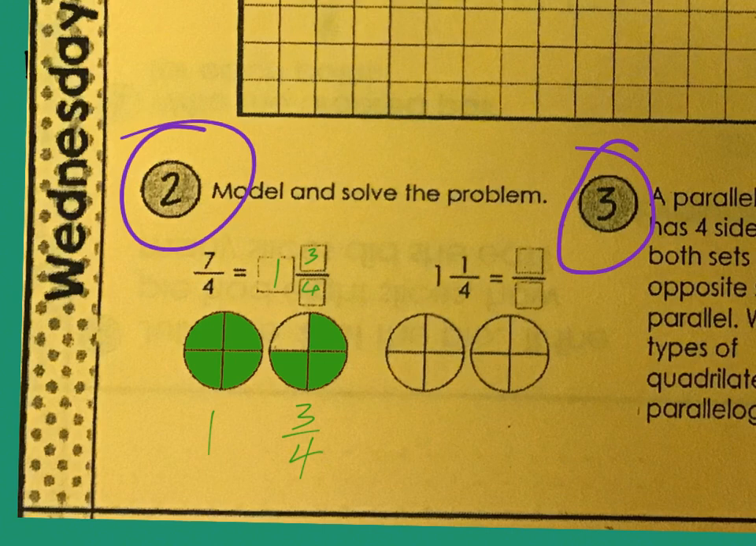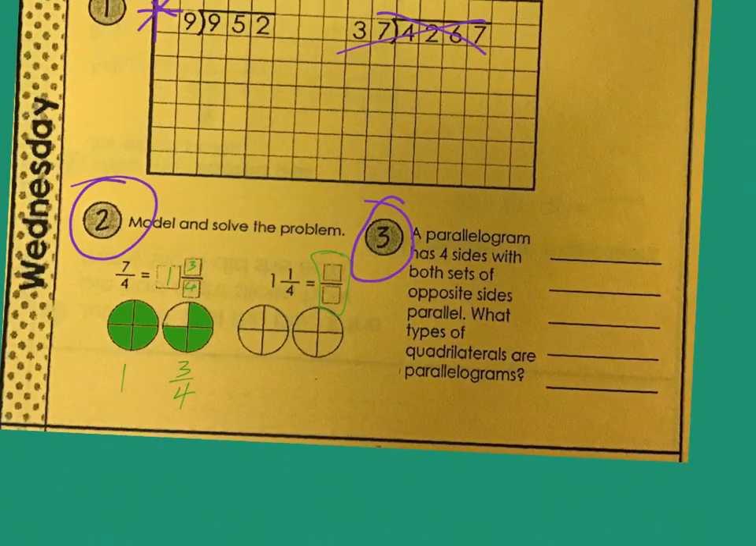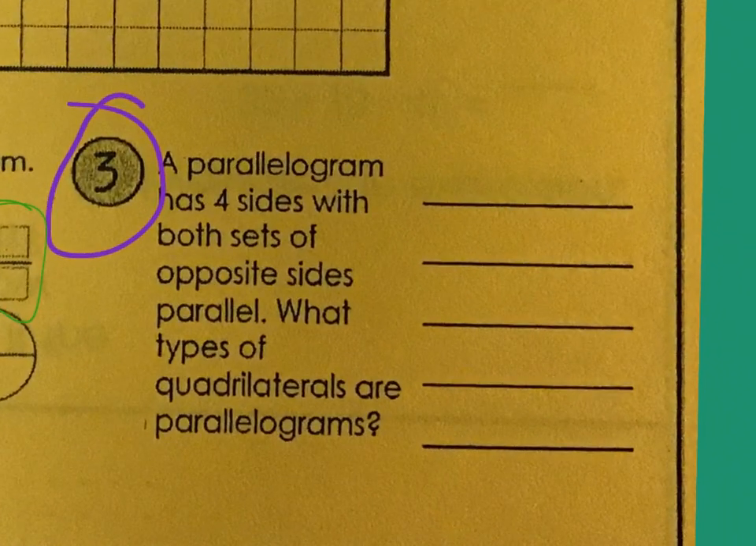This one wants you to do the opposite. You're still going to be filling in 1 and 1/4, and then it wants you to change it into an improper fraction. So just count how many fourths you have to put there. I think that the rest of this, I would just like to see you do on your own. I'll read number 3 to you.